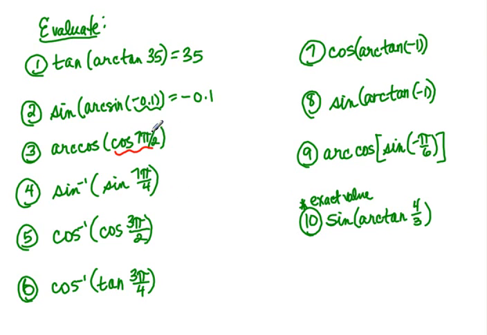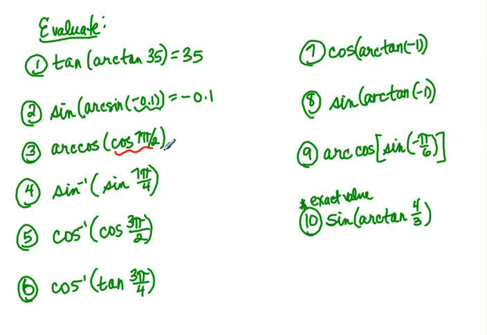The domain of cosine is all real numbers, so we can figure out what cosine of 7 pi over 2 is. And if you need to, use your unit circle. Where does 7 pi over 2 lie? Give you a minute to think about that.